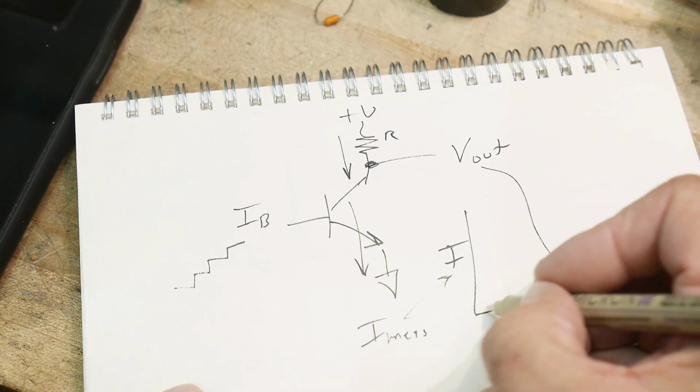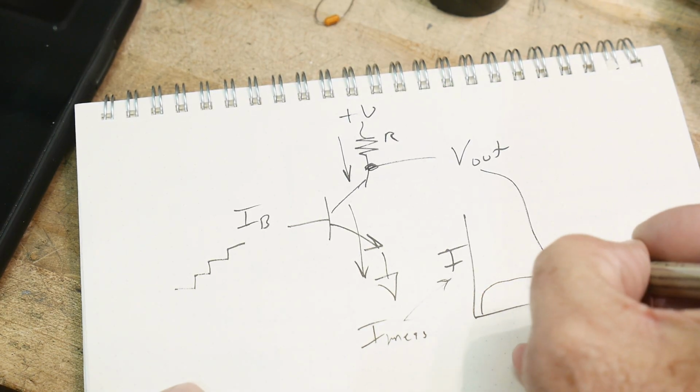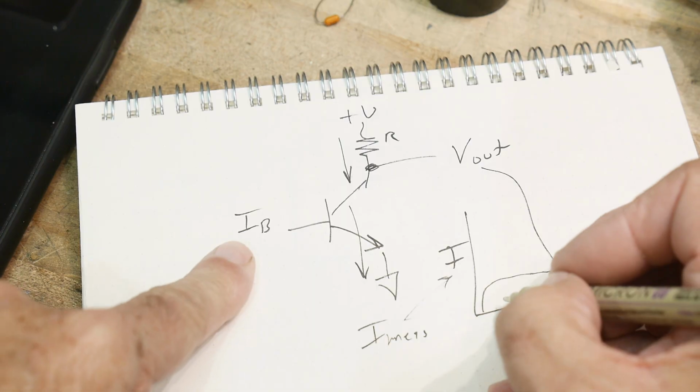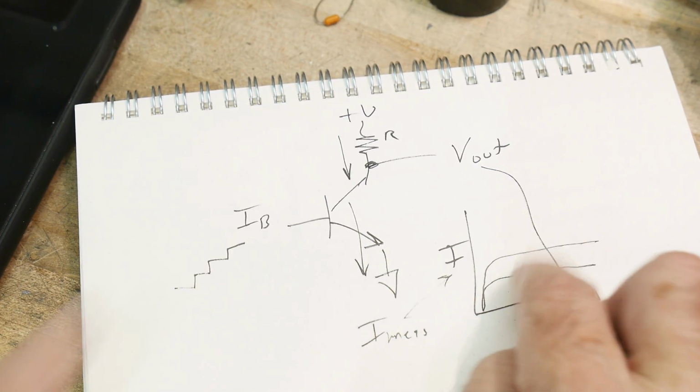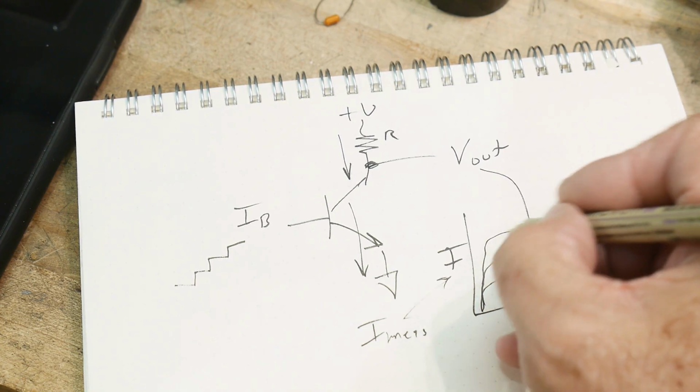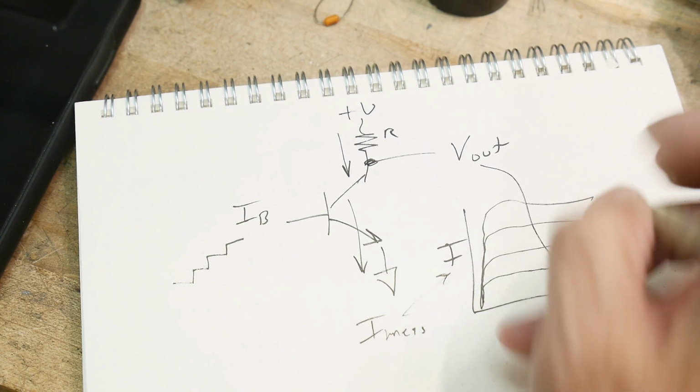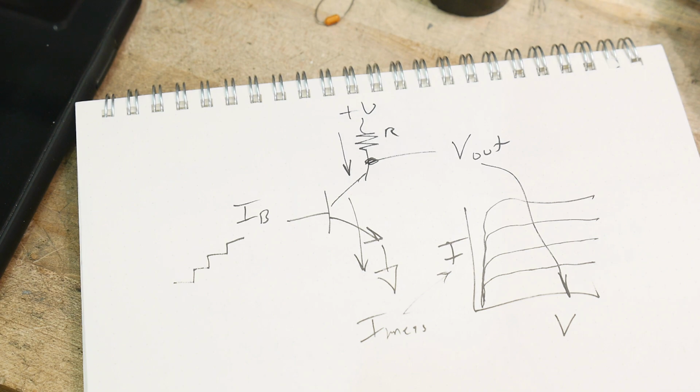And if we measure a transistor, it looks like this. And if we make it another base current, and another base current, and another base current, we get a family of curves. So anyway, there you go. A brief introduction to transistor curve tracers, and why you might care or why you might not care.